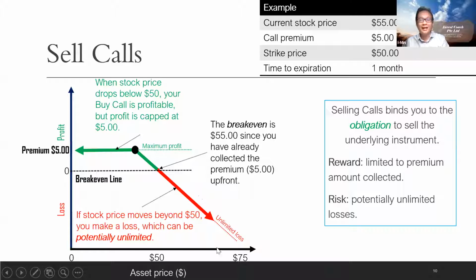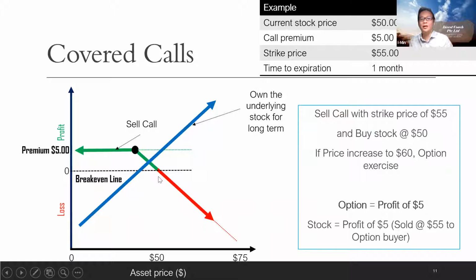When you go naked, that means what? Your loss can be unlimited. Very dangerous. Please remember this. Never, never, never get naked in options. Never get naked in options. So please remember this. So yeah, you can actually earn a premium, but in this case, it's quite dangerous because this is a naked call. So how do you prevent yourself from getting naked?